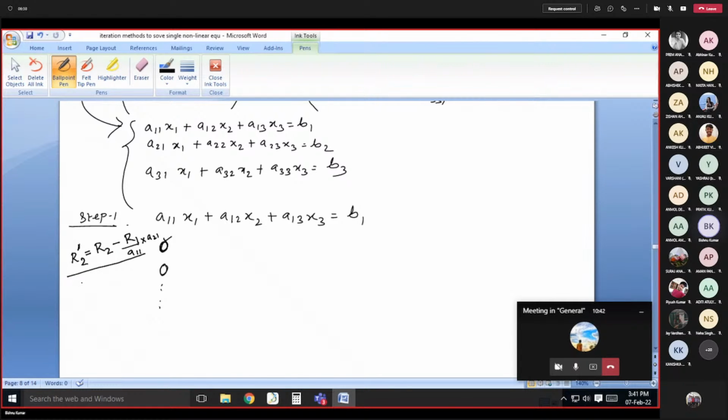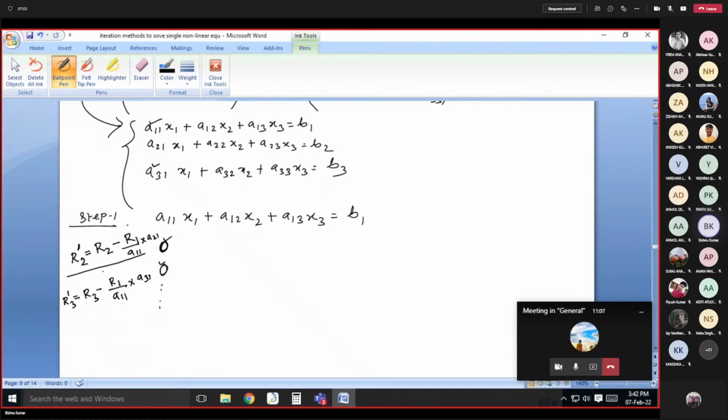Similarly, if I create new R3 from old R3, what I will do along with R1, such that this position will be 0. R1 by A11, I am doing this coefficient 1 by dividing by A11. And what is this coefficient? That I am multiplying.